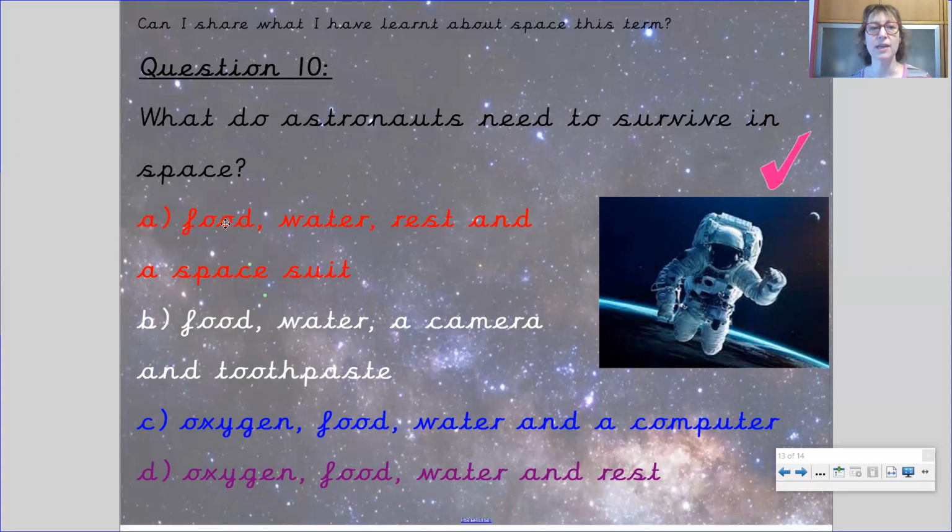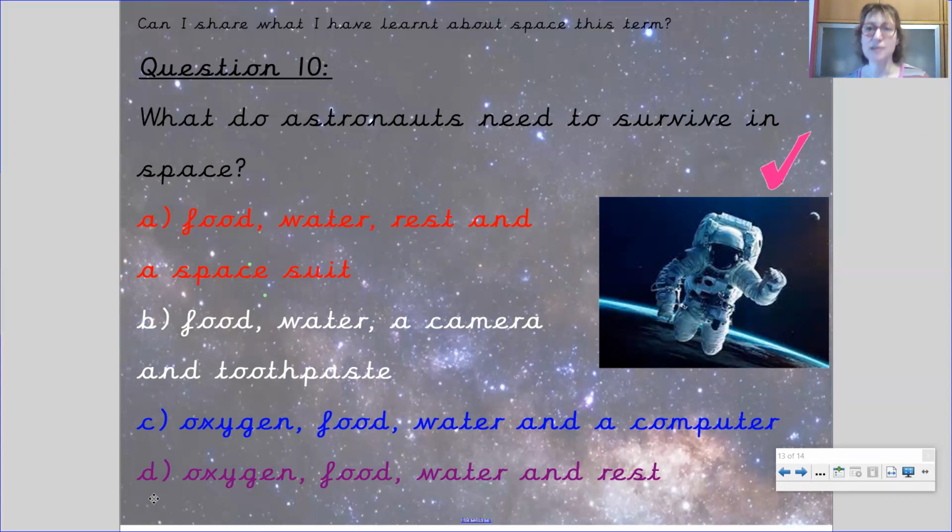So if you think they need food, water, rest, and a spacesuit, all of those, then you're going to say A. If you think they need food, water, a camera, and toothpaste, you're going to write B. If you think they need oxygen, food, water, and a computer, you're going to write C. And if you think they need oxygen, food, water, and rest, you're going to write D.